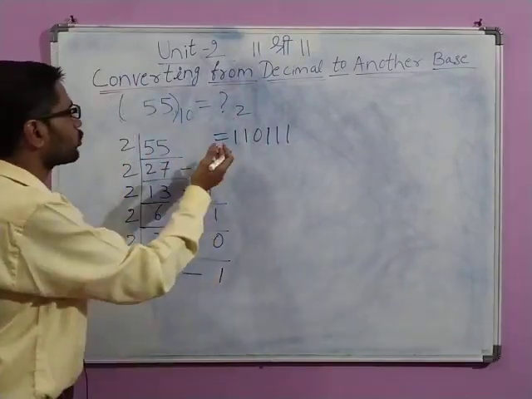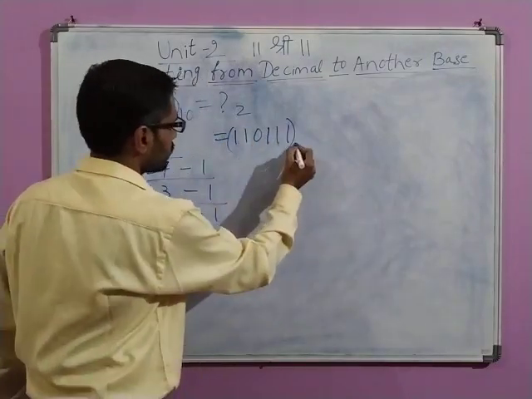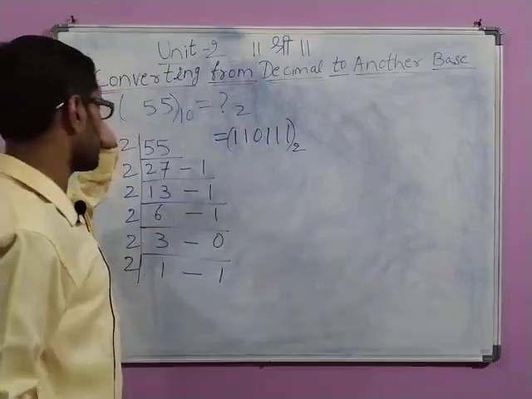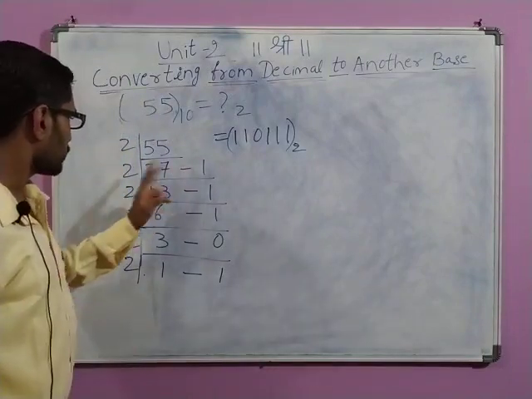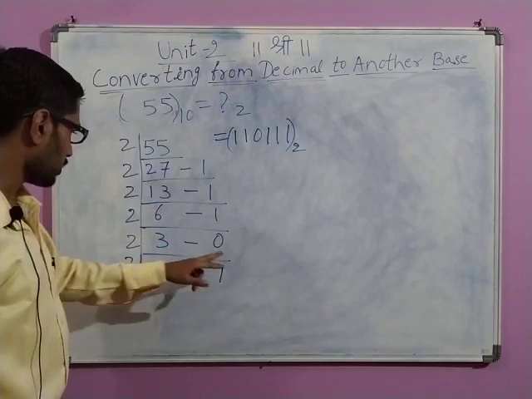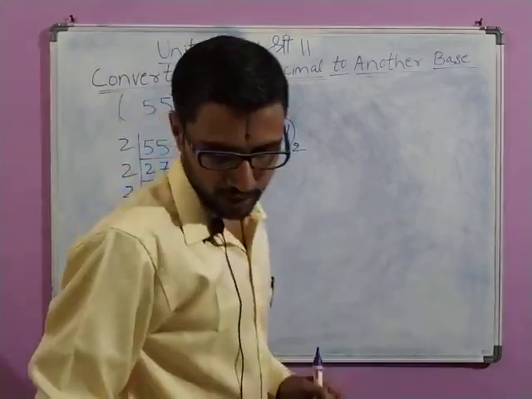So even if you convert it back in reverse, from binary to decimal, it will be clear to you. So this is correct. 27, 13, 6, 3, remainder is 0, 2 1s are 2, remainder is 1. Yes, correct. Fine.